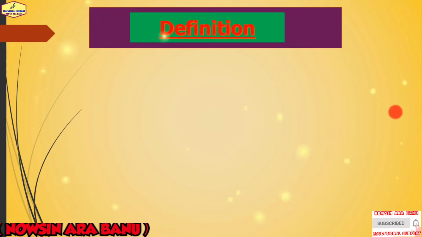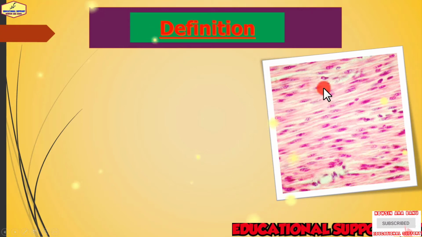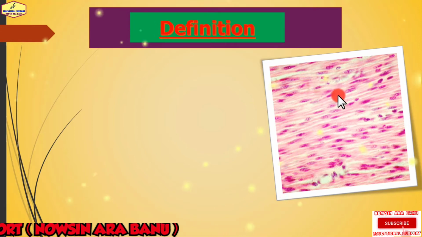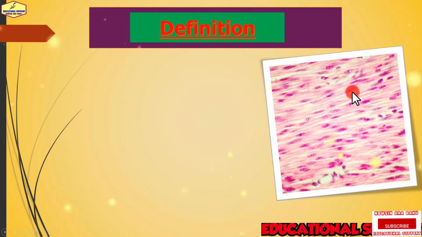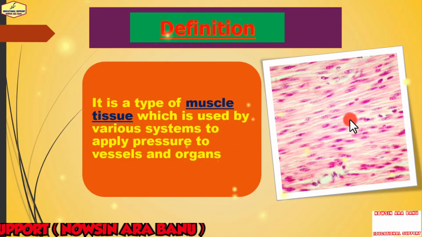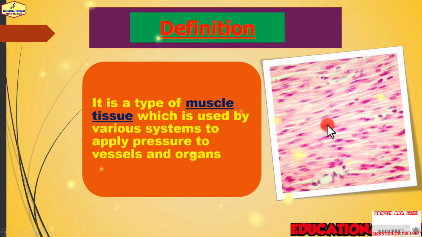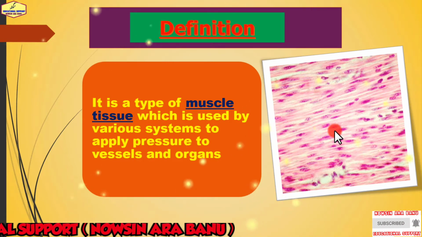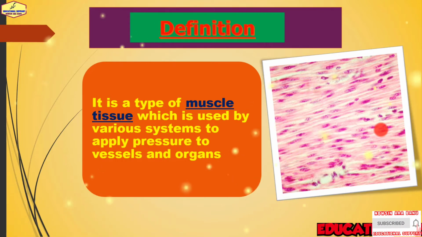Now is the definition. This is a picture of smooth muscle, and smooth muscle is a type of muscle tissue which is used by various systems to apply pressure to vessels and organs. The name smooth muscle comes from the fact that this muscle tissue lacks the visible striations that are a noticeable characteristic of the other two muscle tissues, skeletal and cardiac muscle.